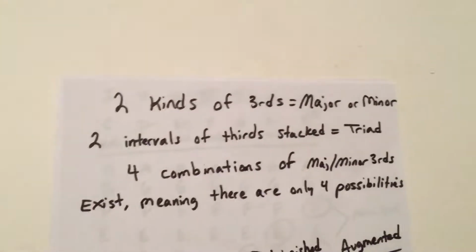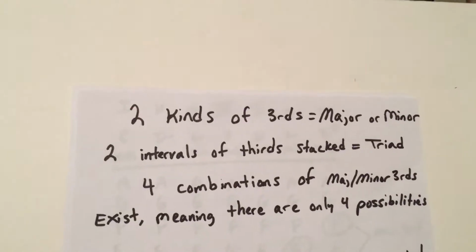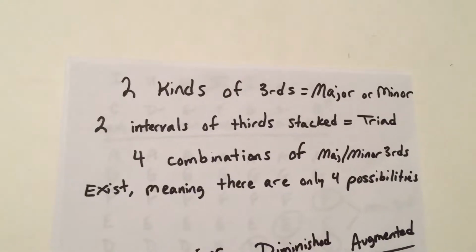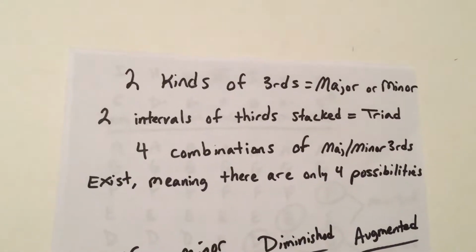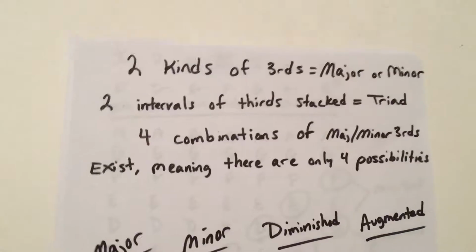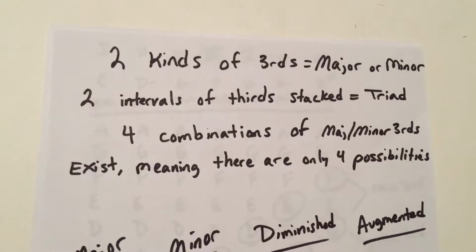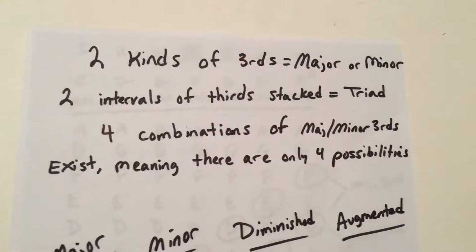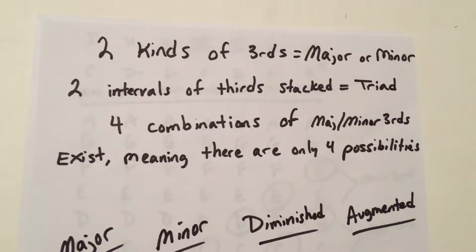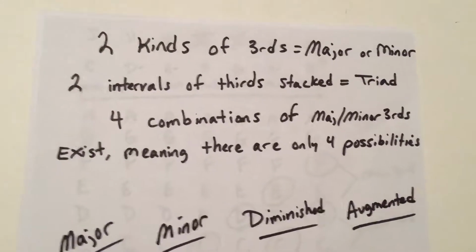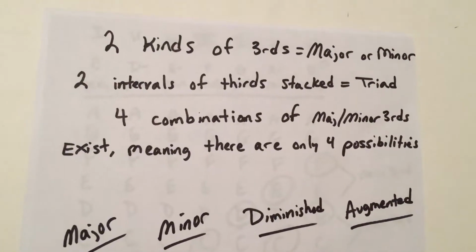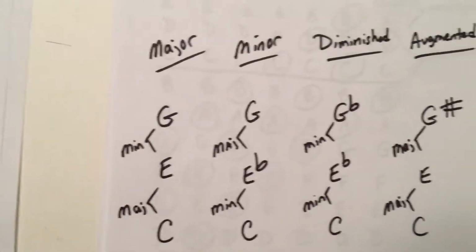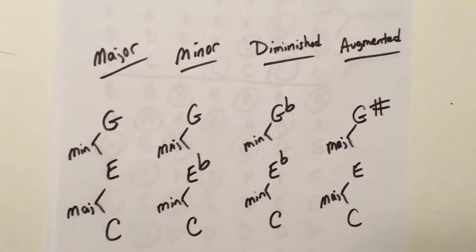So the two kinds of thirds are major or minor. Two intervals of thirds stacked on top of each other equals a triad, like C, E, G. Okay, since we only have two types of thirds, major or minor, that means four combinations of major and minor thirds exist, meaning there are only four possibilities of triads built in thirds: major, minor, diminished, and augmented.